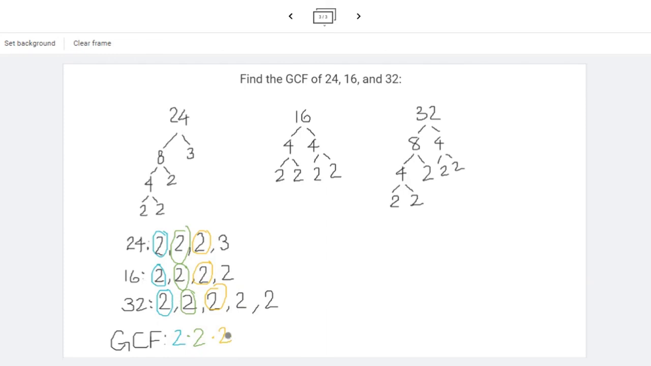And what we do, we simplify. 2 times 2 is 4, times 2 is 8. So our greatest common factor for 24, 16, and 32 is 8. And this is how you find the GCF of 2 or more numbers. When you have 4 numbers, it's the same way. You just have to do it 4 times and find which one's common in all 4 of them.